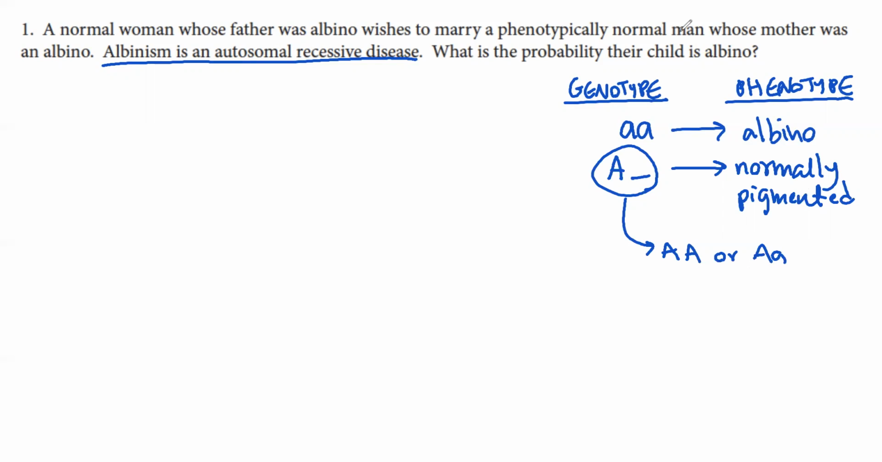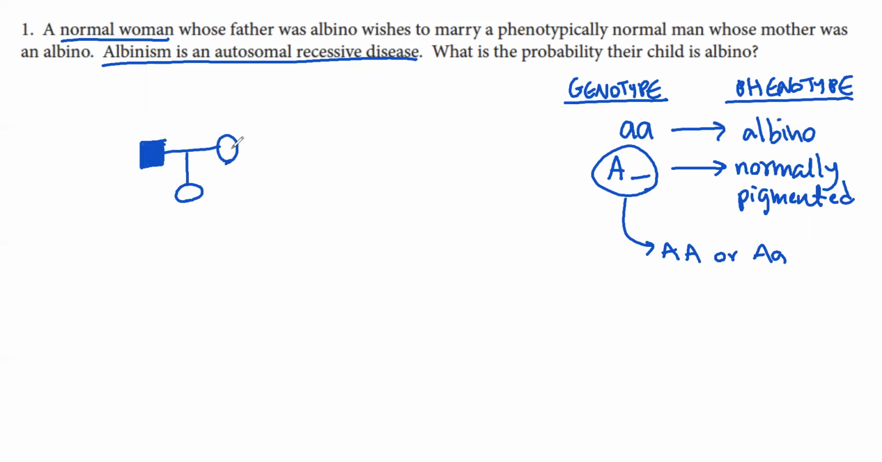Cool. So I think this question, since we have a lot of information in this first sentence, it's going to be a little bit more clear if we draw it out like a family tree. So let's go ahead and do that. So we have this normal woman. Remember, women are circles in this. The father was albino, so I'm going to color him in, right? If someone's colored in, means that they have the trait.